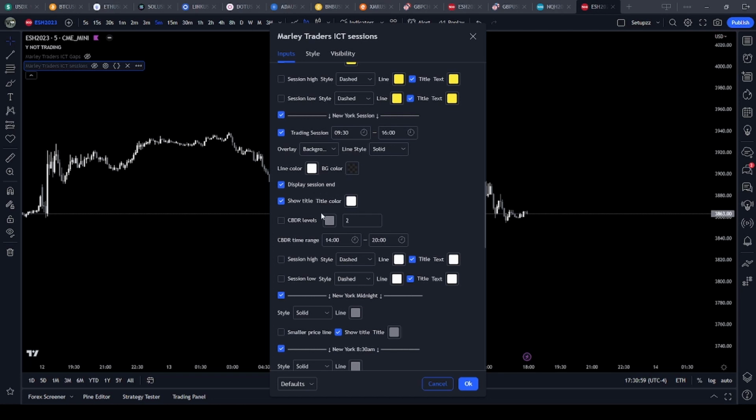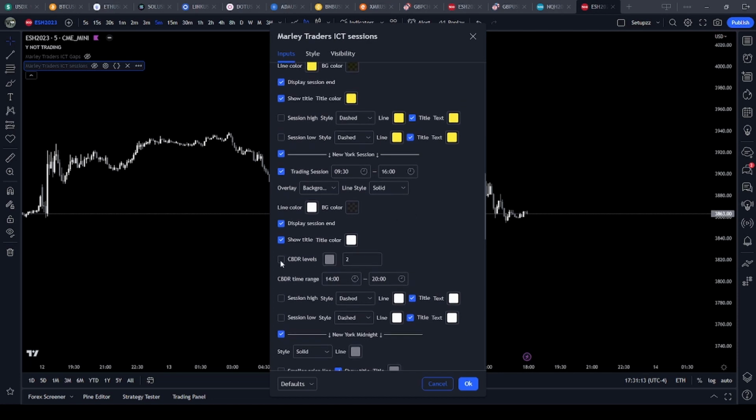So customize the colors as you want. Now, here comes something interesting. The CBDR, Central Bank Dealers Range. We also use this to measure certain areas on the chart. To know what this does, you have to understand the concept or the strategy around CBDR.